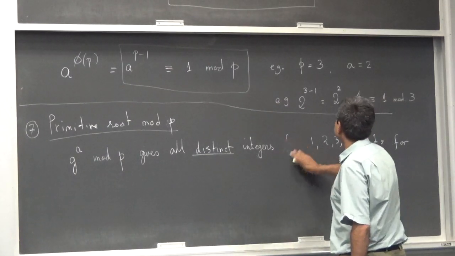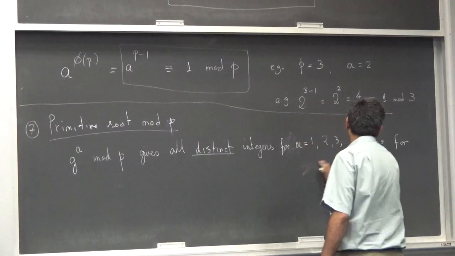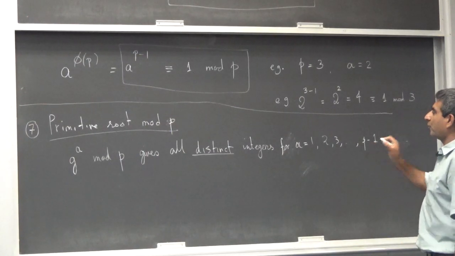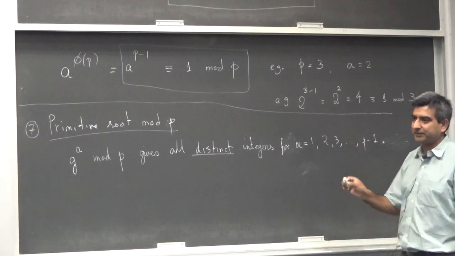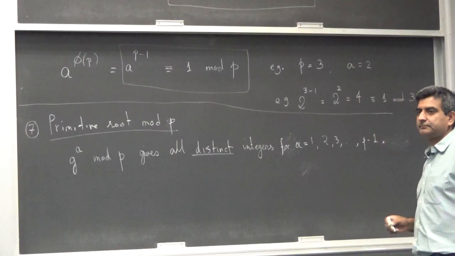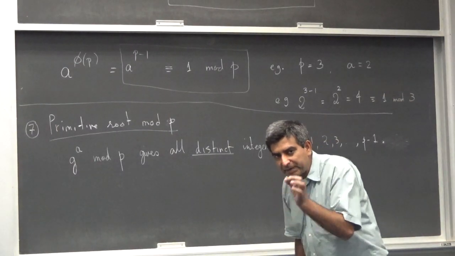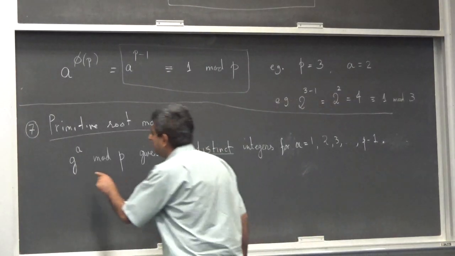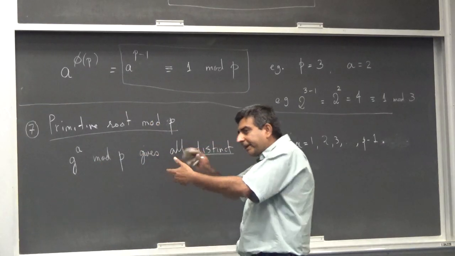gives all distinct integers for a. Okay, so this is how we define the primitive root mod p. First of all, please write this down and I'll explain this with an example. If g is a primitive root mod p, then g raised to the power a mod p gives me distinct integers.